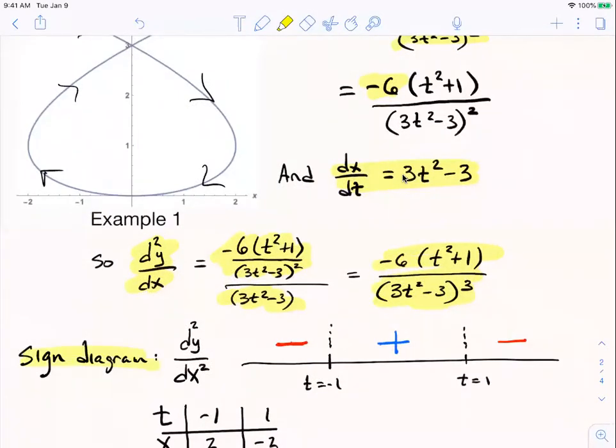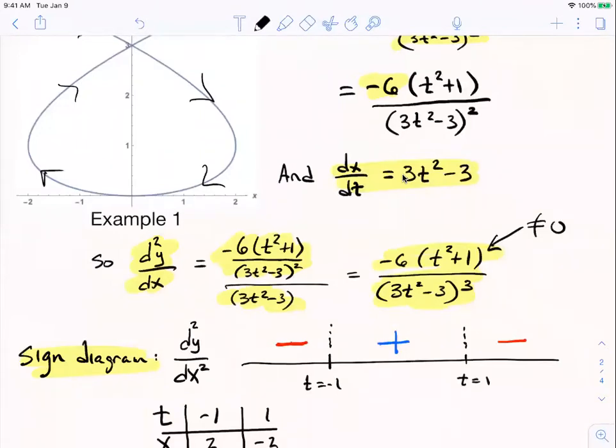I went ahead and made a sign diagram for this second derivative. So let me remind you a little bit about that. In a sign diagram, I want to mark any points that make the function, in this case, the second derivative d squared y/dx squared, 0 or undefined. If you look at the numerator of this function first, the numerator is never 0. t squared plus 1 is never 0. And if you multiply a non-zero number by a minus 6, you're also not going to get 0. So there's no way that this thing is ever equal to 0.